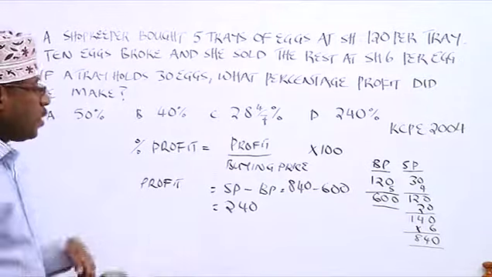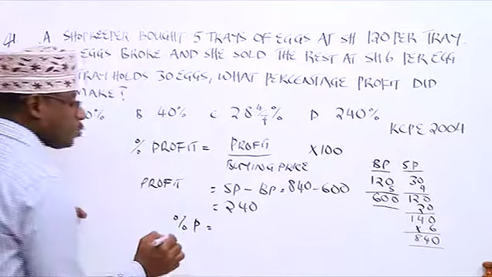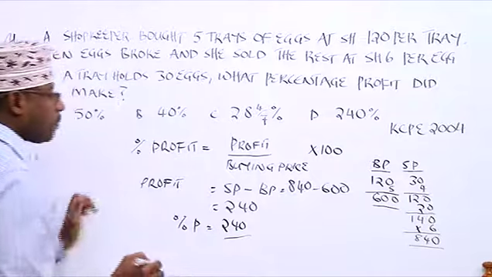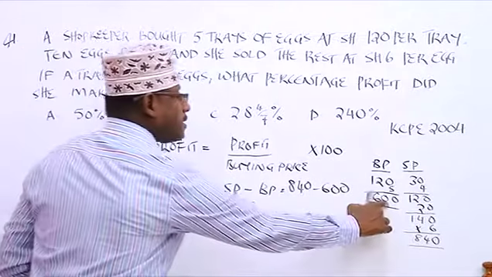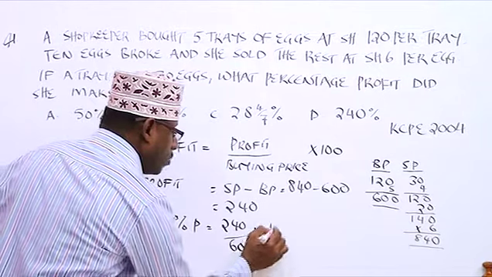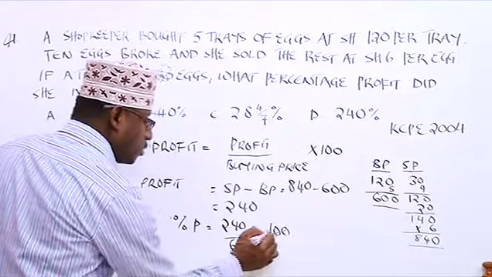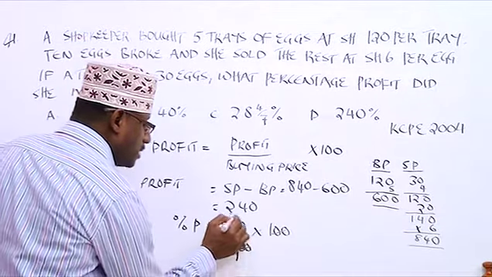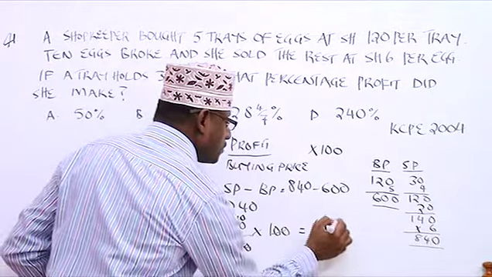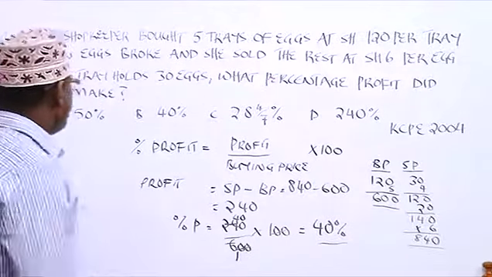Now we can get our percentage profit. So our percentage profit equals the profit, which is 240, over the buying price. Buying price is here, 600, multiplied by 100 to make it percent. So two zeros gone, two zeros gone, by six ones, by 6, 40. That's 40%. That is our answer. And that will be B.